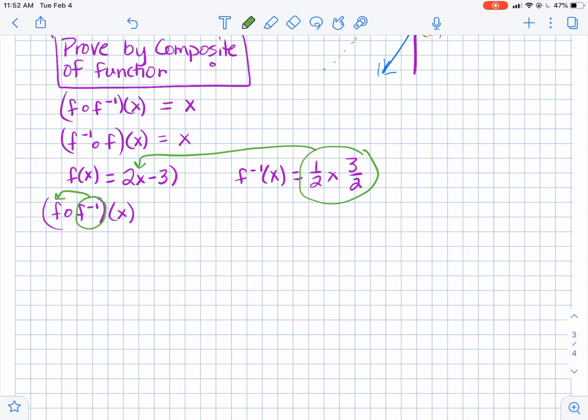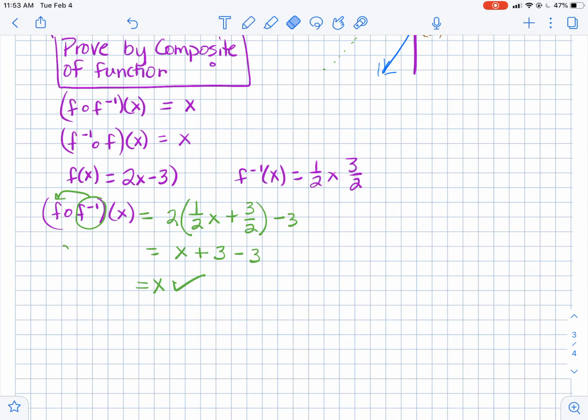So just a substitution. I have 2, and then I'm going to put my f inverse in, and then minus 3. So there's my 2x minus 3. And then I'm just going to distribute and simplify. So 2 distributed through would be x plus 3, and then minus 3, which is x. So that checks.